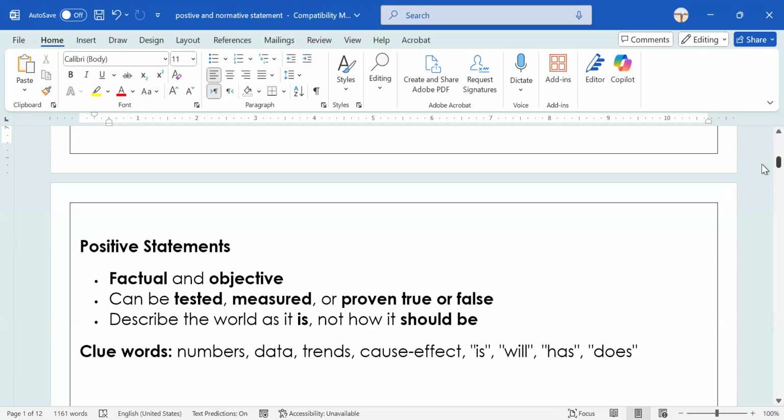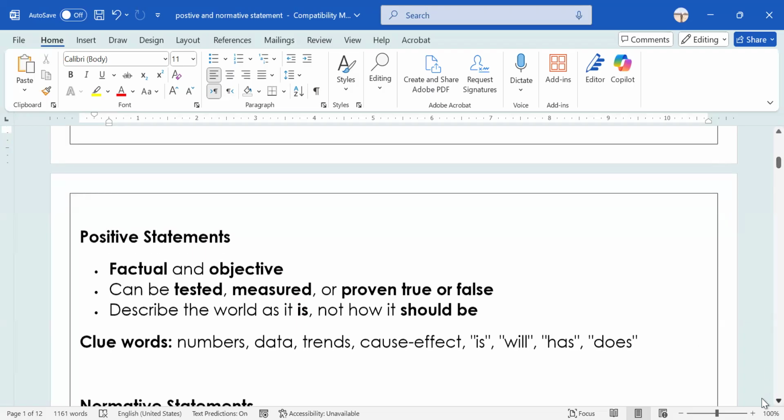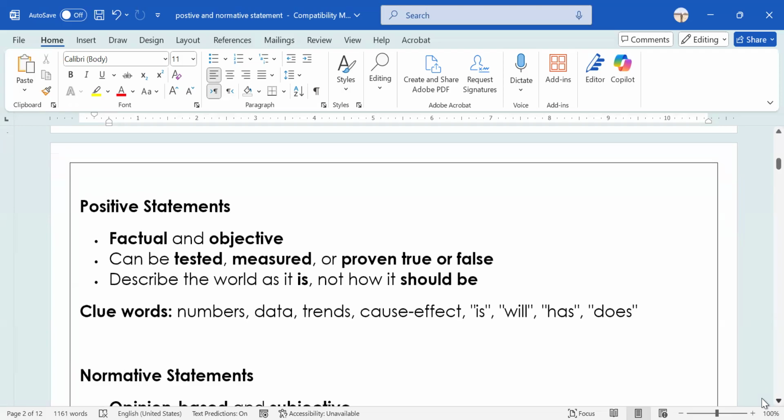It can be tested. It's all about the facts, very measurable, and proven true or false. And these statements describe the world as it is and not how it should be. So there are clues or keywords that you can easily identify so that you can know if the statement is positive. For example, if there's data in the statement, obviously it's positive. If there's cause and effect, numbers, because it's measurable. And of course, some words like is, will, has, and done.